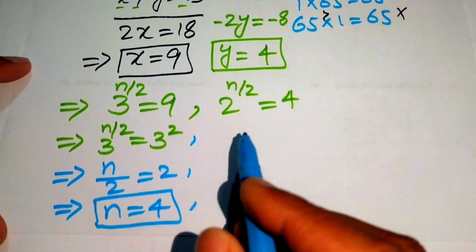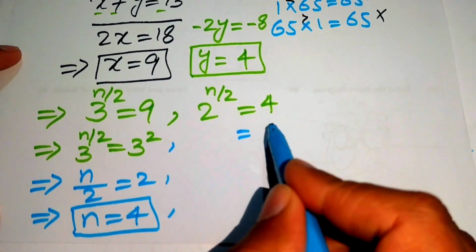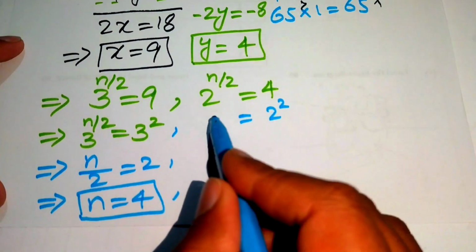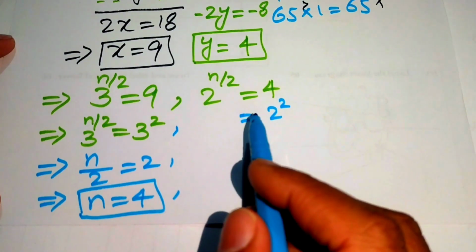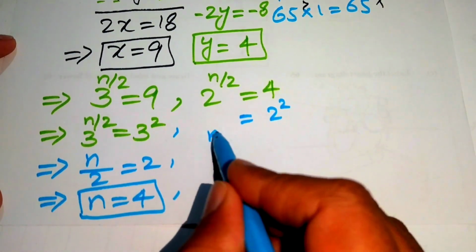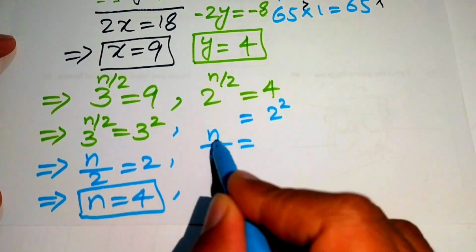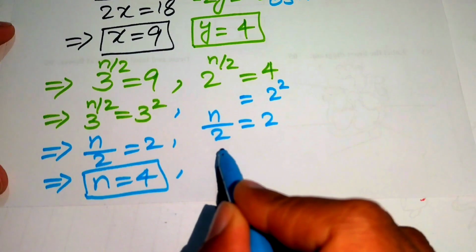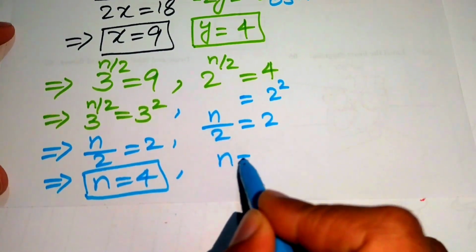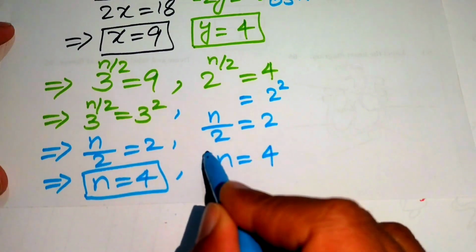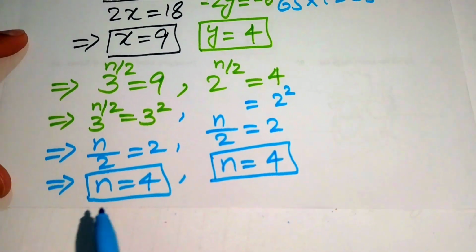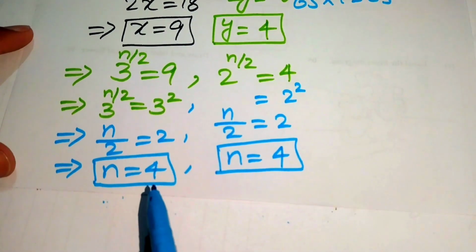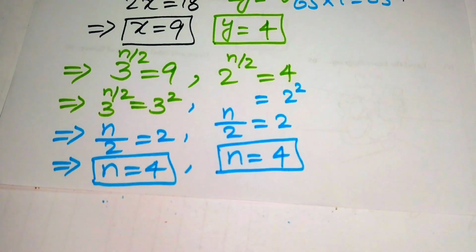Now we can solve the second case, and here we write this 4 as 2 squared, and now we compare both sides and you see that bases are the same, so we equate the exponents and we write it as n over 2 equals 2, and we move this 2 to the right hand side and we get the value of n equals 4. So in both of these cases we get the value of n equals 4, and this is the final answer.